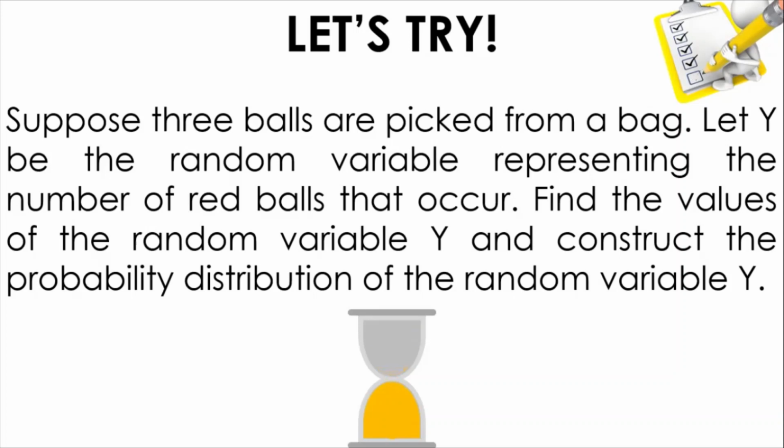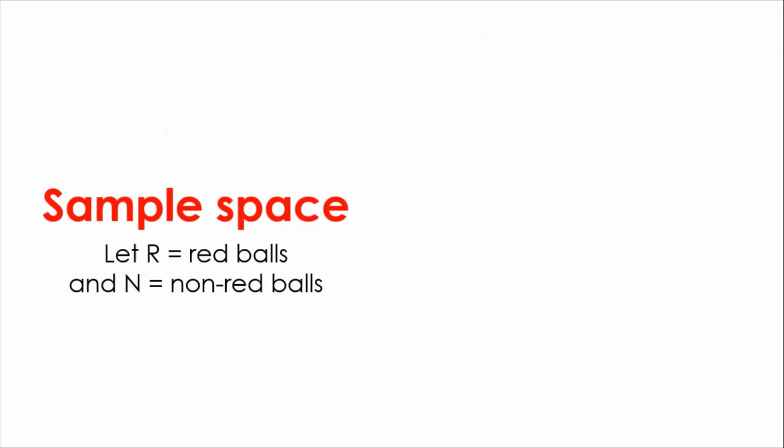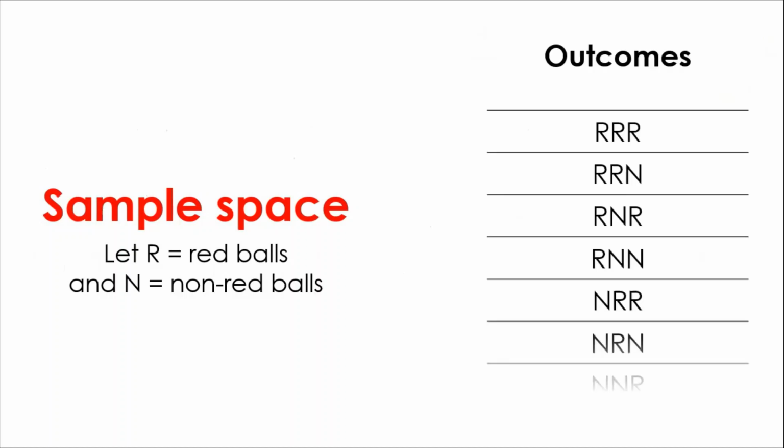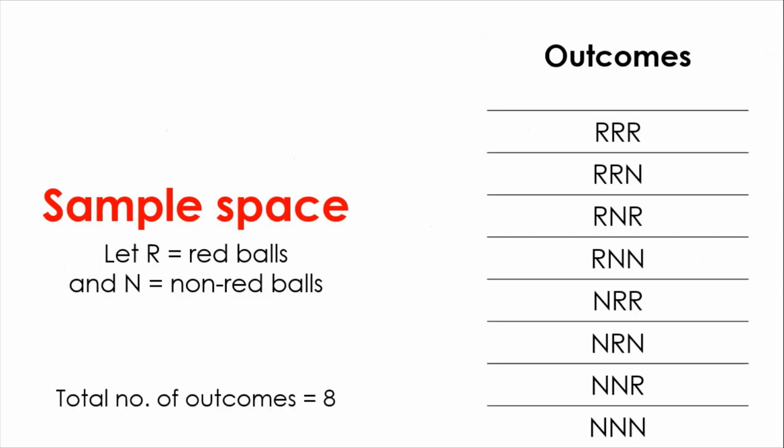Here is the solution to our activity. First, the sample space. Let R represent the red balls and N represent the non-red balls. When we pick 3 balls from a bag, we will have the following outcomes. Thus, the total number of outcomes is 8.